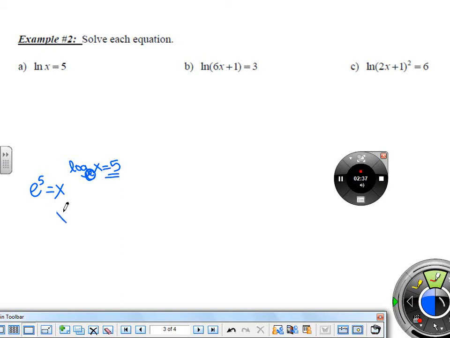And then we could just use our calculator to evaluate e to the 5th, and that will give us a result for this problem. So e to the 5th power is 148.4.